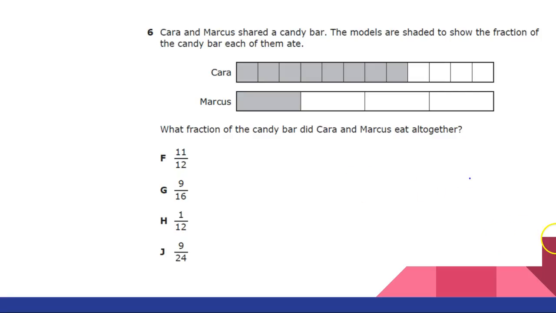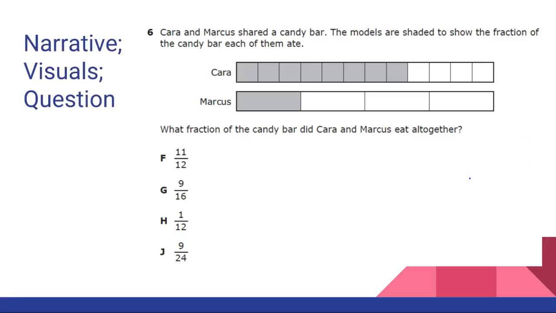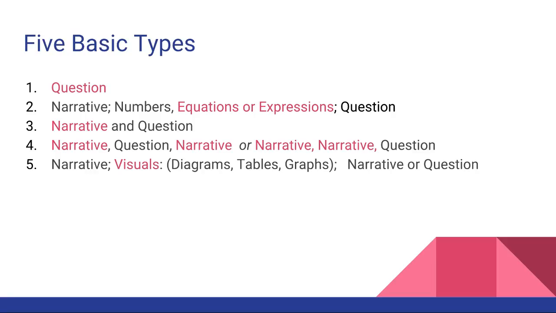Number 6. Number 6 has a narrative, then we have a visual, which are diagrams, then we have a question. So number 6 is a narrative, visual, question. So here are our 5 types again, and we want to look to see which do you think occurred most often on the 5th grade math test.